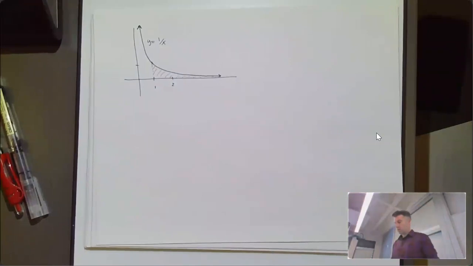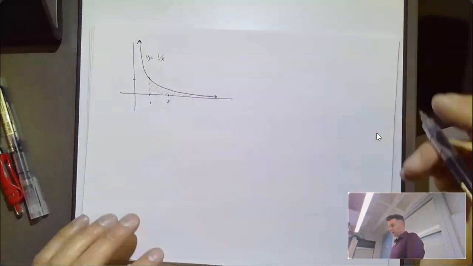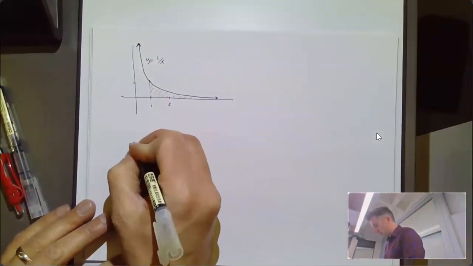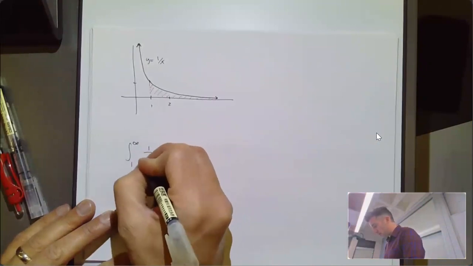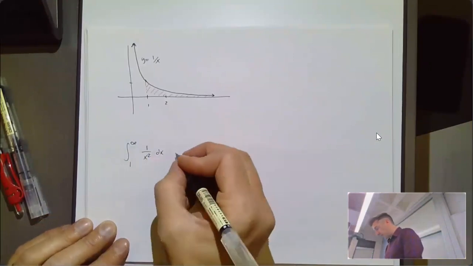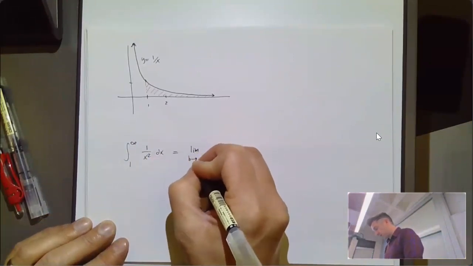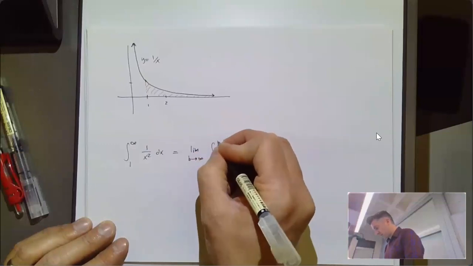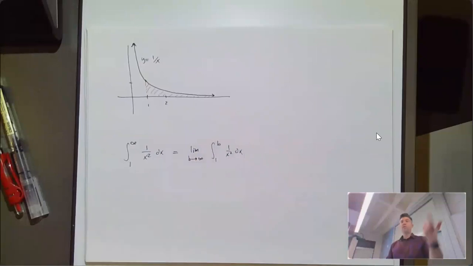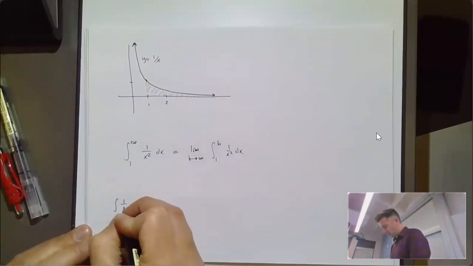Yeah, so let's look at another example. This is kind of the second part of the classic intro to this, which is let's look at the integral from 1 to infinity of 1 over x squared dx, which I would first start off by writing as the limit as b goes to infinity of the integral from 1 to b of 1 over x squared. But now let's do it this other way. Let's just do the integral of 1 over x squared really quickly.